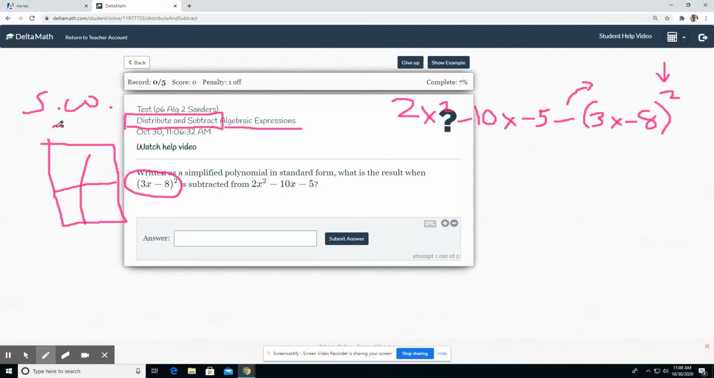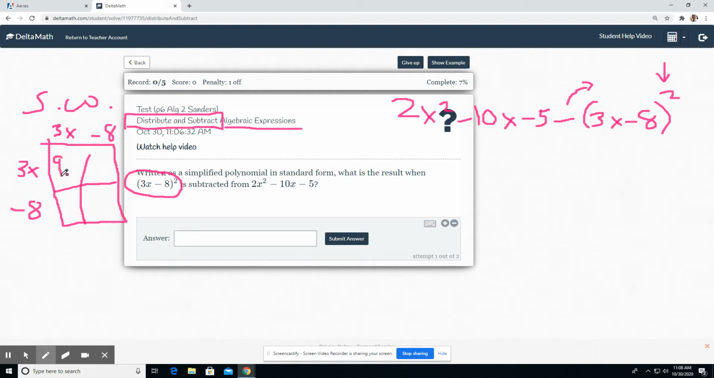I've got a 3x minus 8 on one side and a 3x minus 8 on the other. Remember, this is squared, so that's 3x minus 8 times 3x minus 8. So that's more complicated. Don't distribute that square. That's not how this works. Everything in here has to multiply to everything in here.